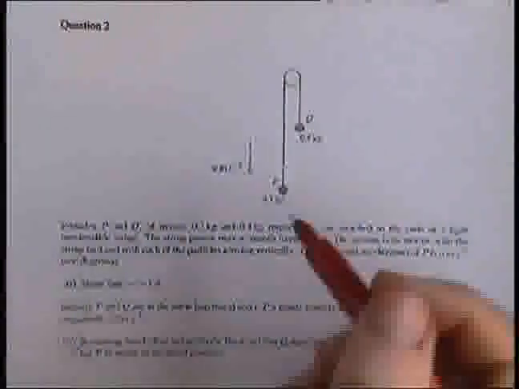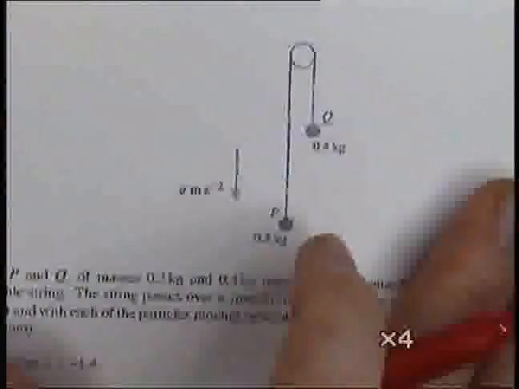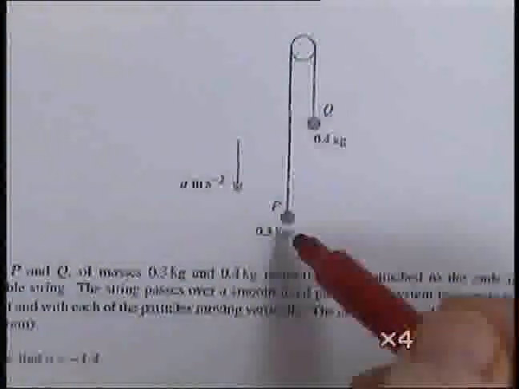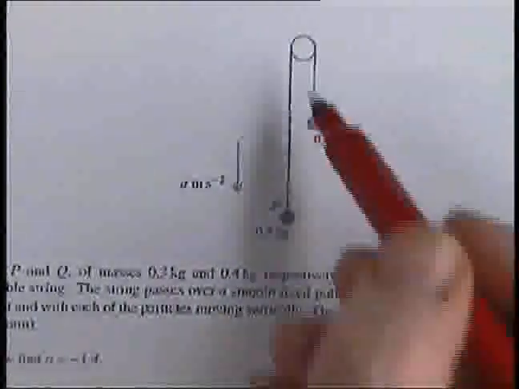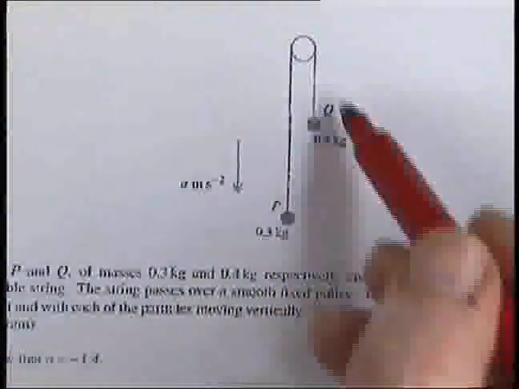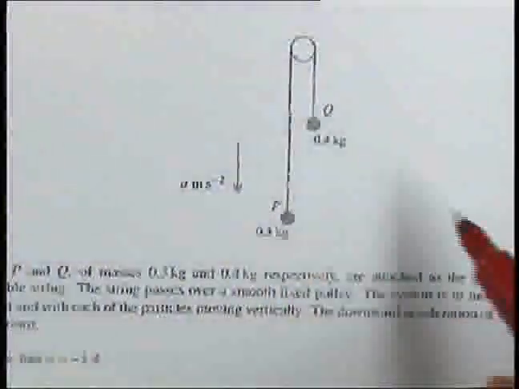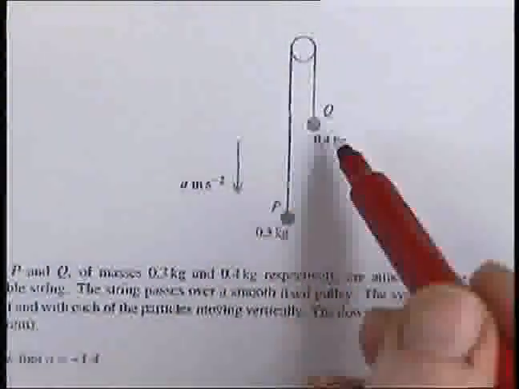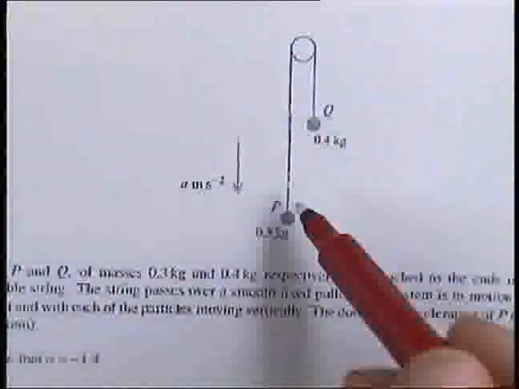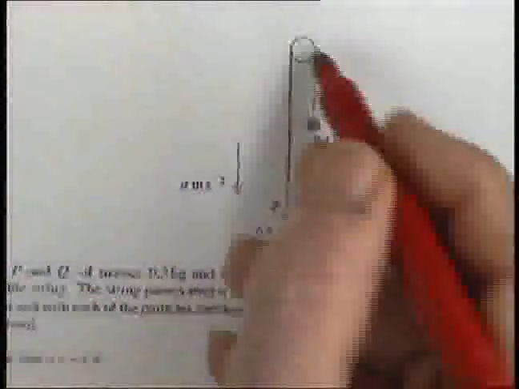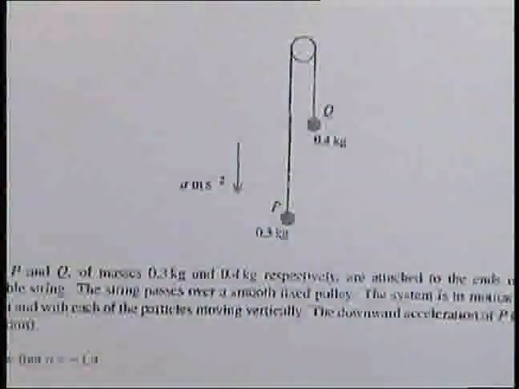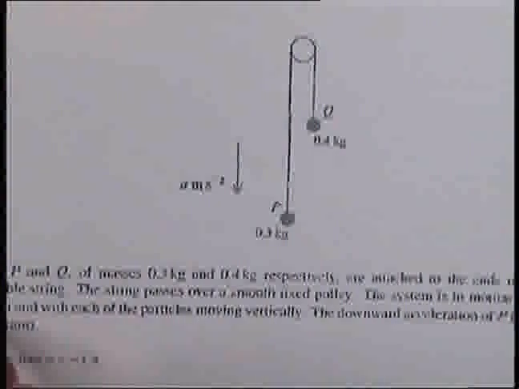So here's question 2, a very typical connected particle problem. If I zoom a little bit on the diagram, what we've got is two particles, P and Q. One is 0.3 kilograms and one's 0.4 kilograms, and they're connected via a light inextensible string. So light, so we don't have to worry about the mass of the string, and inextensible, so that it doesn't stretch, and it passes over a smooth pulley, which means there's no friction. The system is in motion with the string taut, so that the particles are connected.